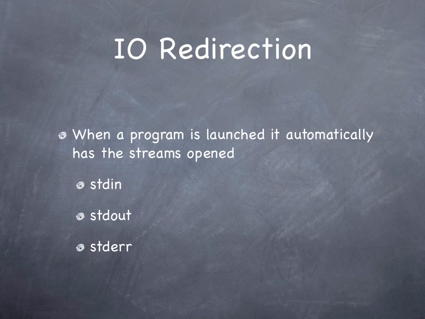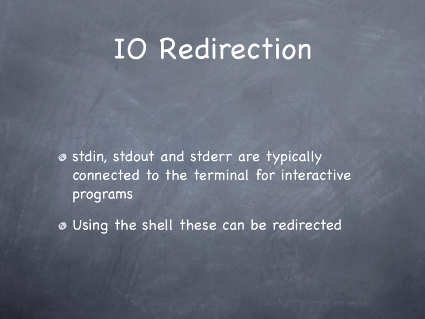Now we'll talk a bit about input and output redirection. When a program is launched, it automatically has the streams opened standard in, standard out, and standard error. That's standard input, standard output, and standard error. Standard input is typically connected to the keyboard. Standard out and standard error are typically connected to the screen, and your terminal will handle that. But using the shell, these can all be redirected.